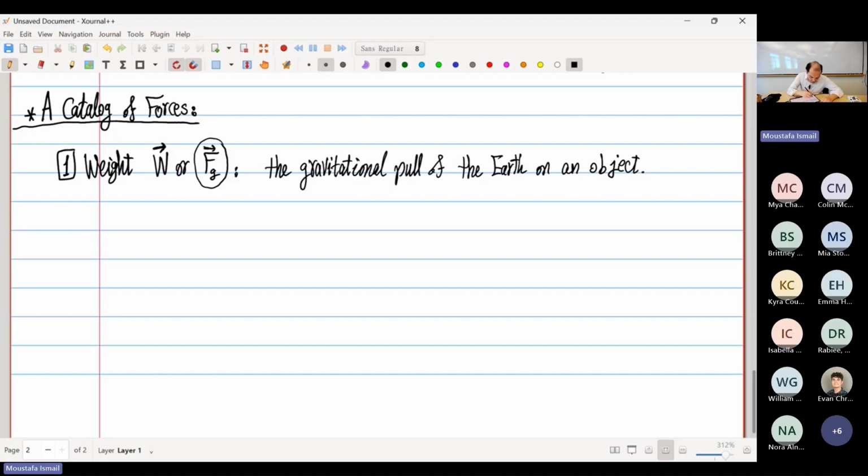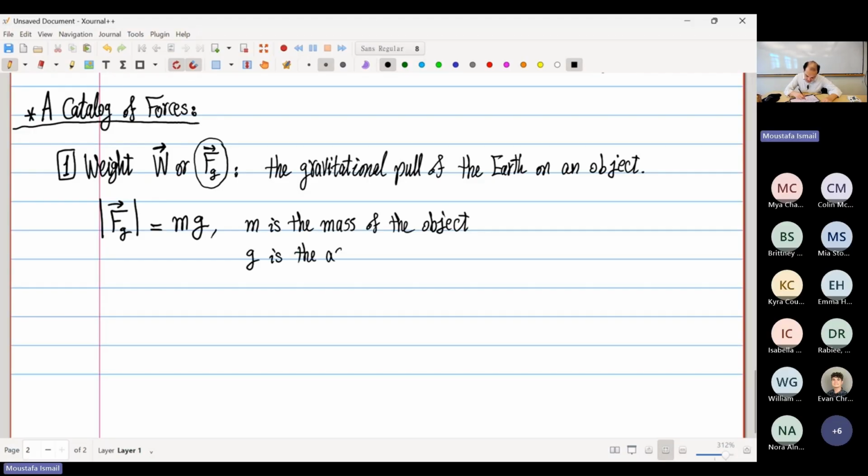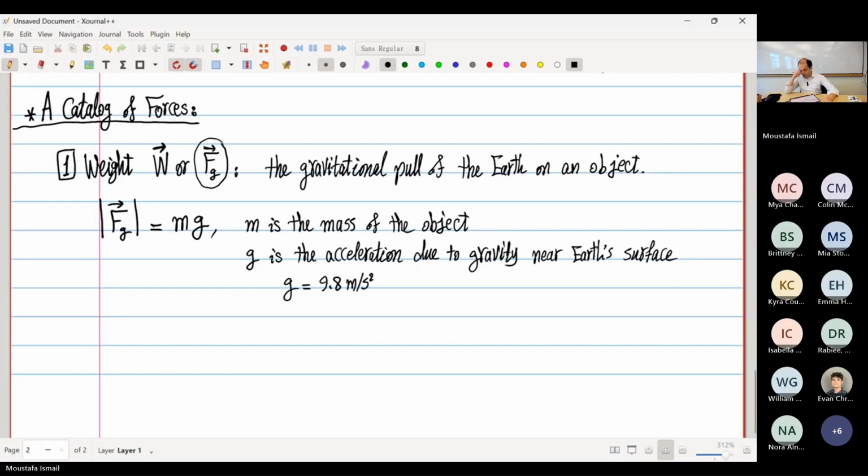Okay? The magnitude of the weight of an object is m times g. This is near the surface of the Earth. So m is the mass of the object, and g is the acceleration due to gravity near the surface of the Earth. As usual, g is positive 9.8 meters per second squared. Remember that g itself is the positive number, and if we want to denote direction, we put a negative sign in the acceleration, not in g. So this is the magnitude.